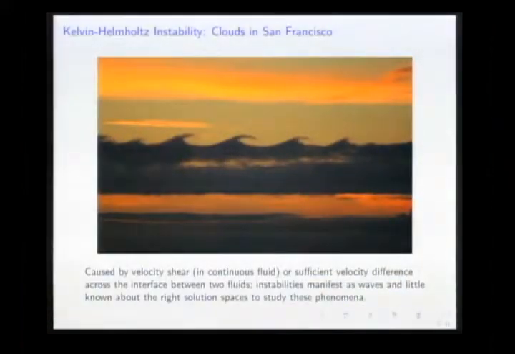So here is another example of instability. This is the Kelvin-Helmholtz instability, and this instability arises as these waves are propagating along. Now, these are truly multi-D phenomena, so currently not much is known about the right solution spaces to study these things.